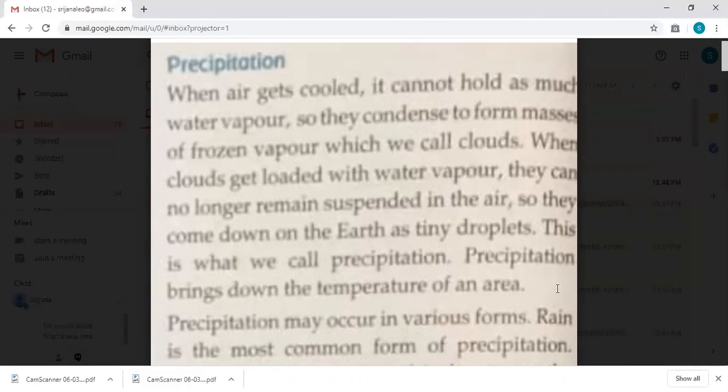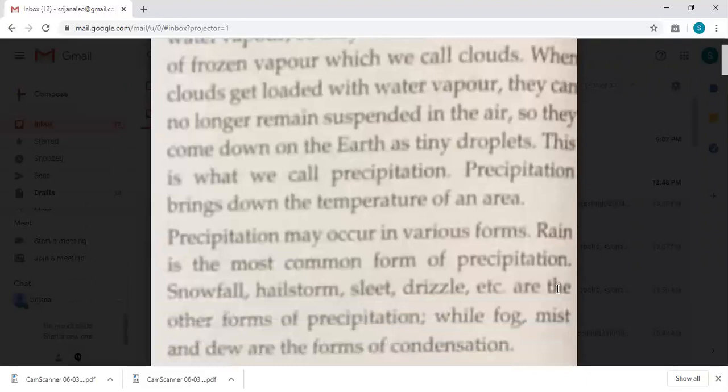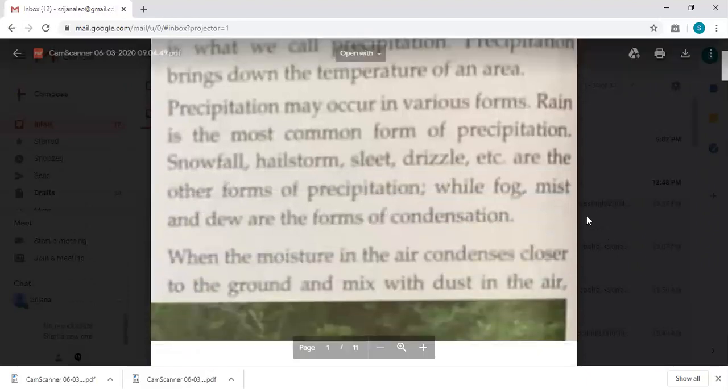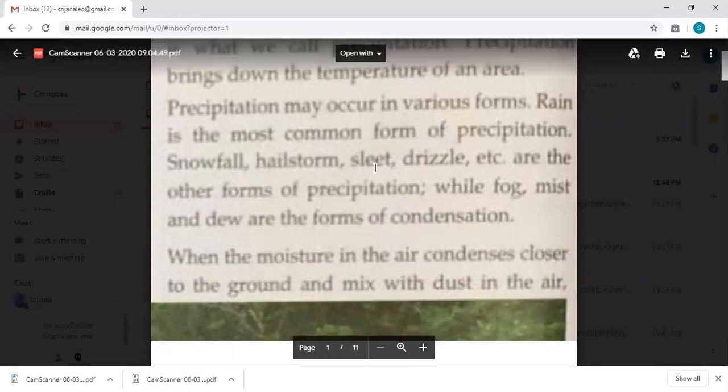Now, precipitation brings down the temperature of any area. Any type of precipitation will bring down the temperature. But you also have to remember that it's not only rain that is precipitation. There are various forms of precipitation. Rain, underline this part, is the most common form of precipitation, but it is not the one and only form.